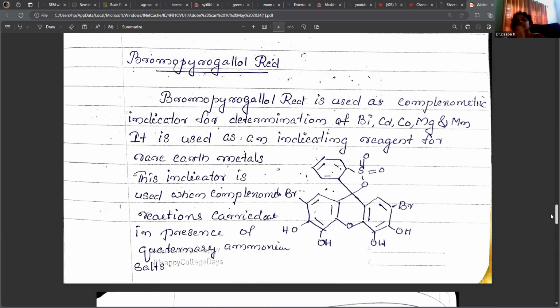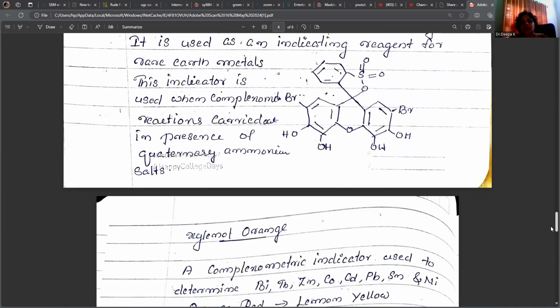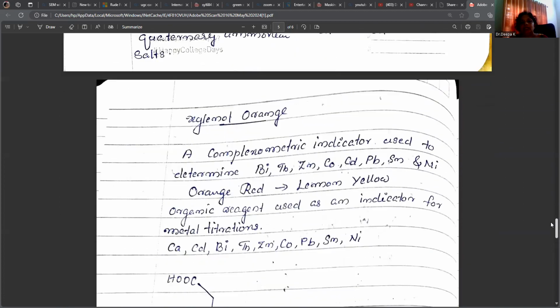Bromopyrogallol red is used as a complexometric indicator for the determination of bismuth, cadmium, cobalt, magnesium, and manganese. It is used as an indicating reagent for rare earth metals. This indicator is used when complexometric titrations are carried out in presence of quaternary ammonium salts, that is, when quaternary ammonium salts are present in solution.